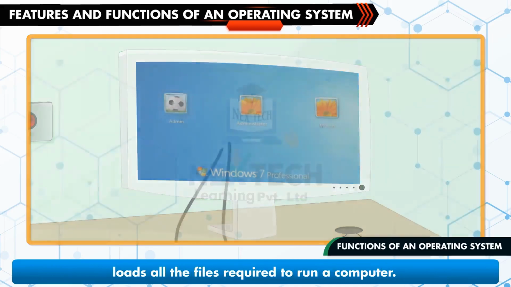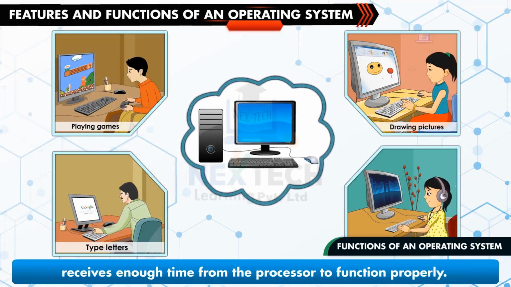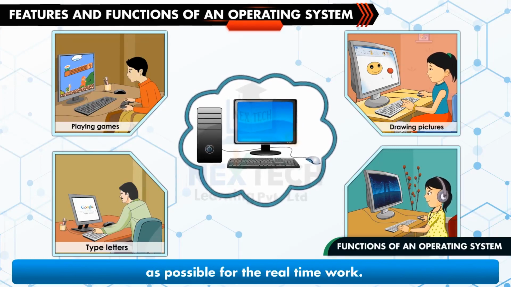Processor management. The OS ensures that each process or application receives enough time from the processor to function properly. It also tries to utilize as many processor cycles as possible for the real-time work.